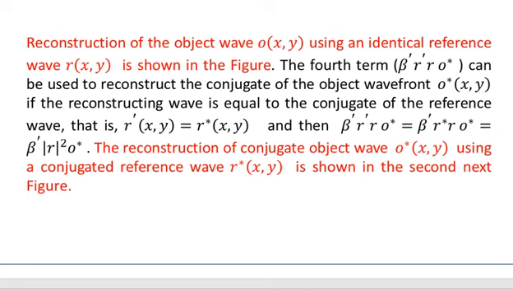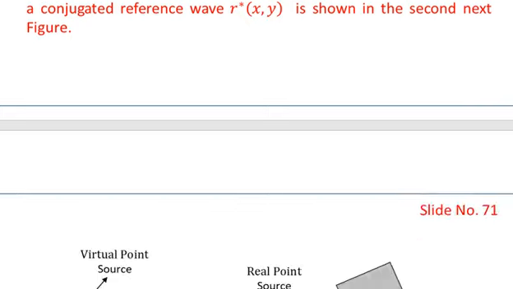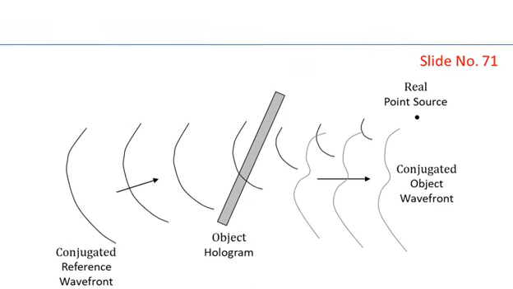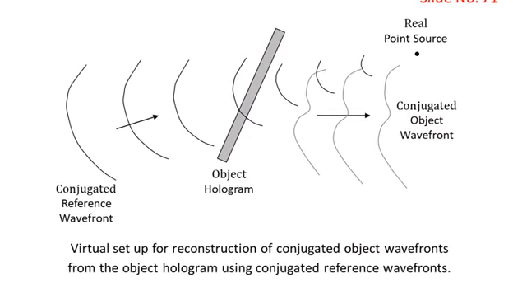The fourth term would help you to construct the real image of the object. So let's see how the real image can be constructed. This is the setup. Let me read the caption.